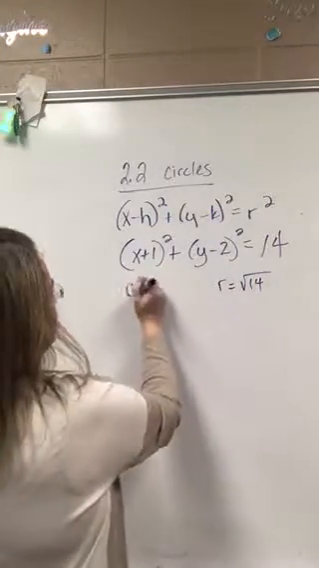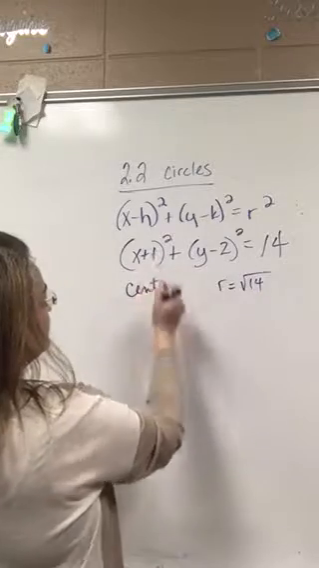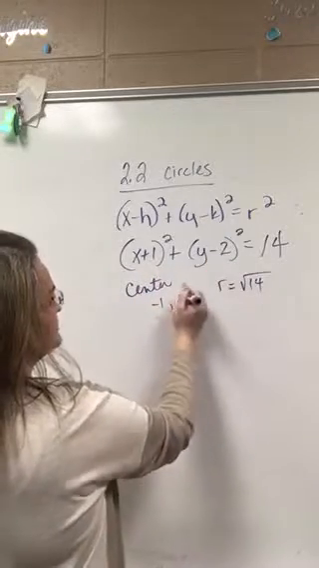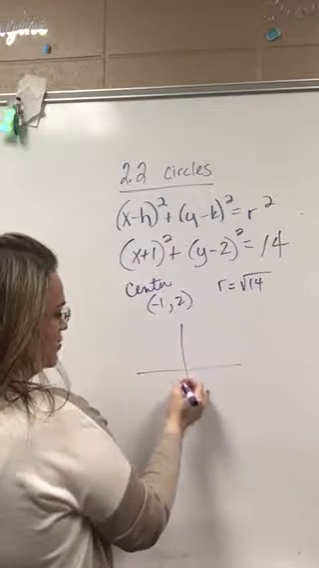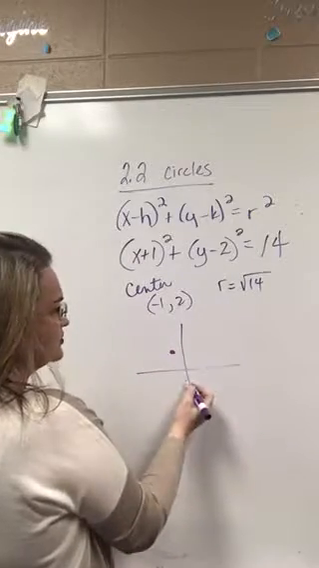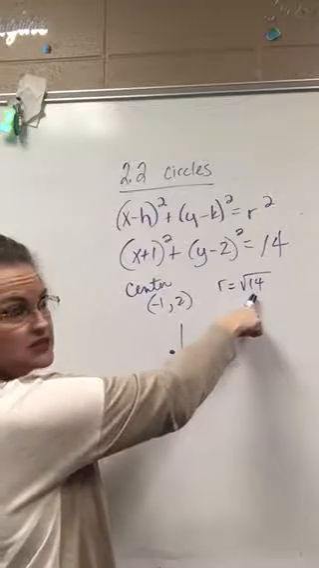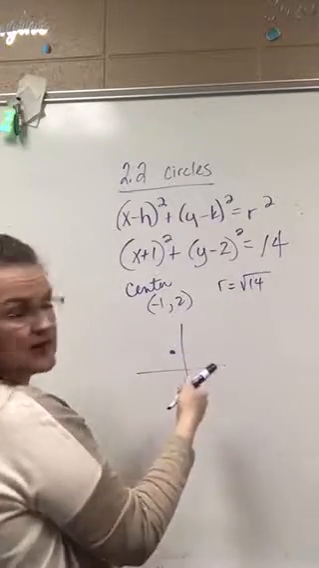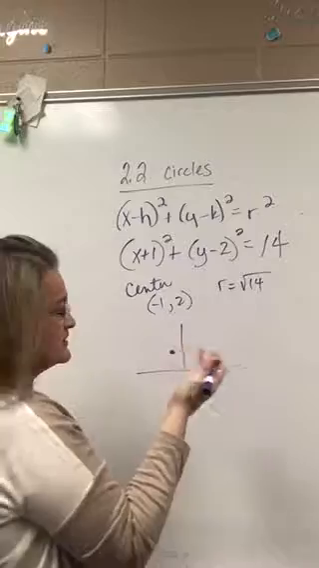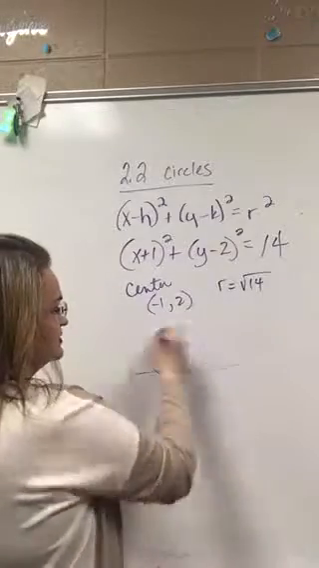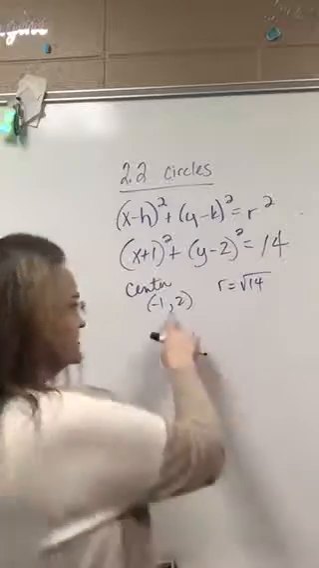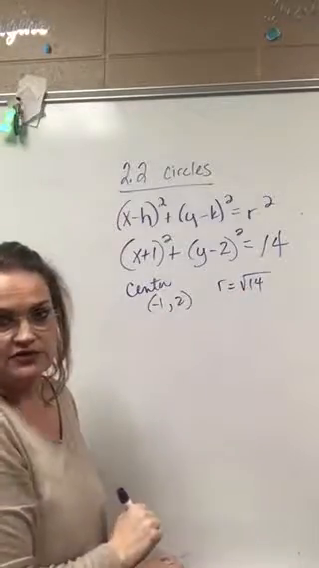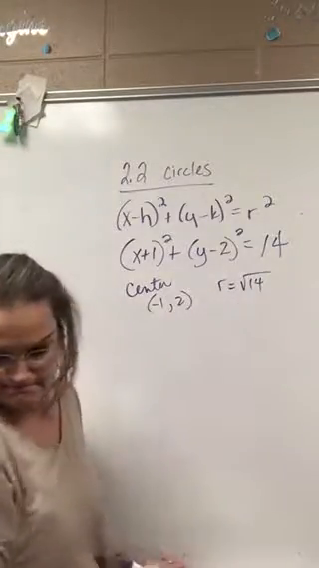Then the centering is, change the sign here, negative 1, positive 2. And then again, we can sketch that, start back 1 and up 2 is the center. The square root of 14 is going to be a little less than 4. It's going to be like 3.7 maybe, so we can estimate that, draw our circle in if needed. Most of the time it's just going to say list the center, list the radius. So we can leave it just like that.